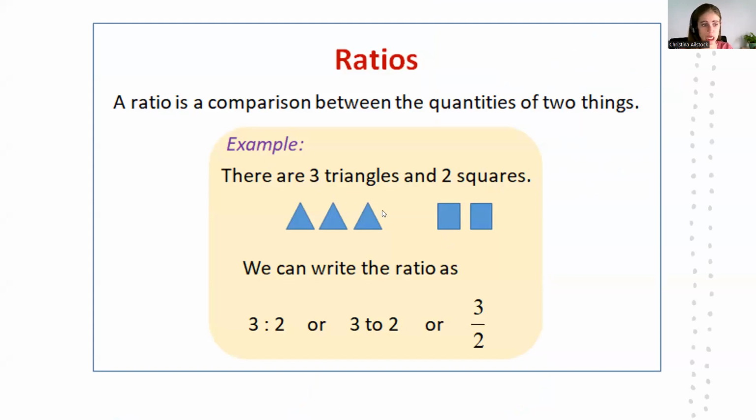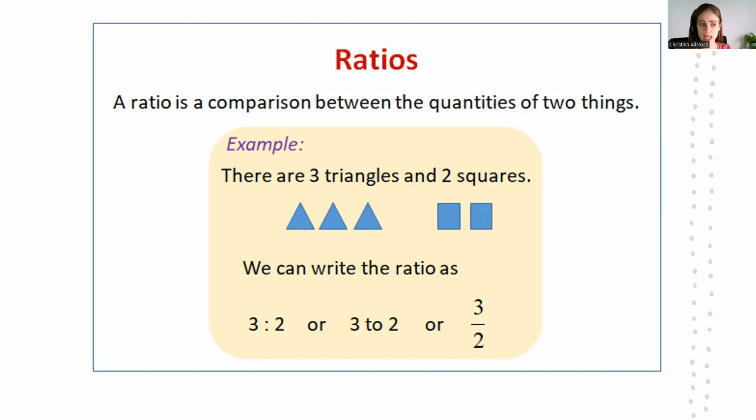So in this example here, it's 3 triangles to 2 squares. So that means these have a relationship. For every 3 triangles, there are 2 squares. If we had 6 triangles, there would be 4 squares. If we had 9 triangles, then there would be 6 squares. So that is a ratio, a relationship that stays consistent.